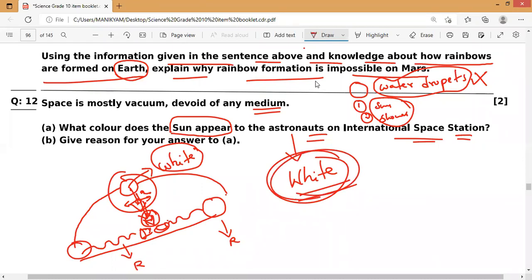See, minimum scattering. Our Earth has minimum scattering during noon time. With minimum scattering of light, the sun still appears to be white color.